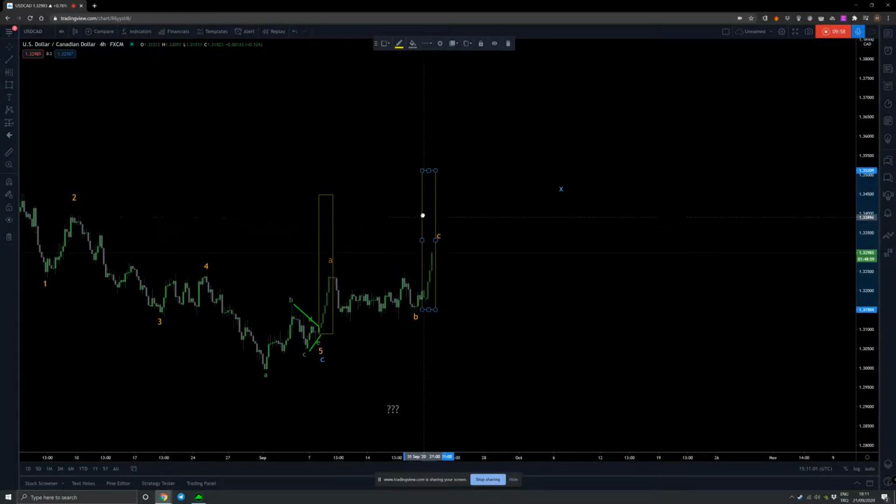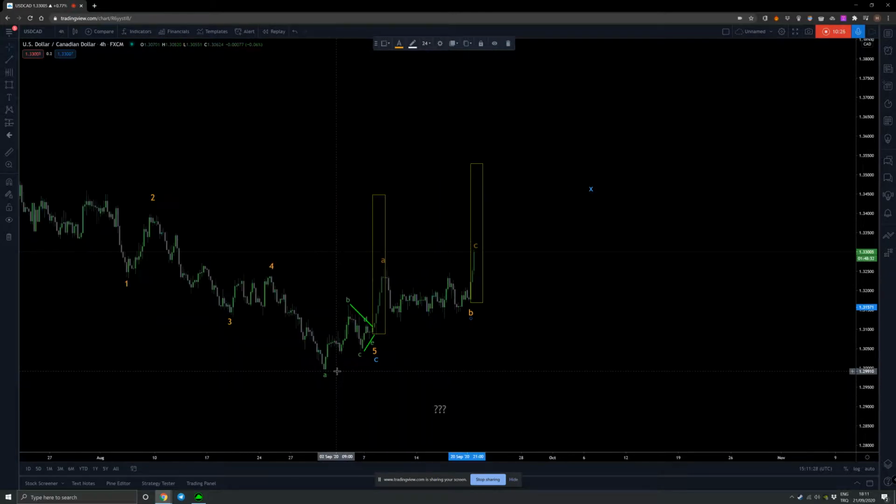Now, here's the tricky part. If this is the end of the B wave, then the time is up. It means that this ABC should come to a correction. If that's the case, and this is the end of the B wave, then you still have time. It means that the price can even go higher. So these are the things that you have to choose, which scenario you want to go for.